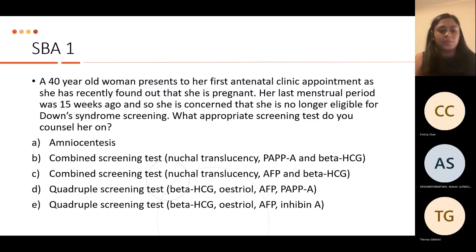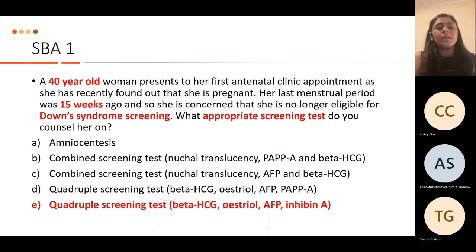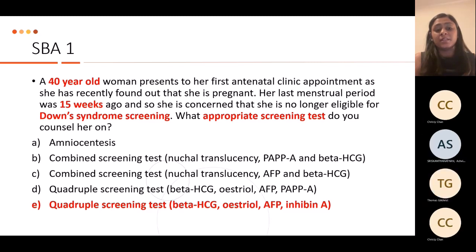So there you can all see the correct answer. The reason it's a quadruple screening test, answer E, which includes the relevant hormone tests that are used, is because her last menstrual period is 15 weeks ago. And so she would have missed the combined screening test, which would be the answer B. So effectively, that's why that's the most appropriate screening test to counsel her on at the moment. So she is still eligible for screening.